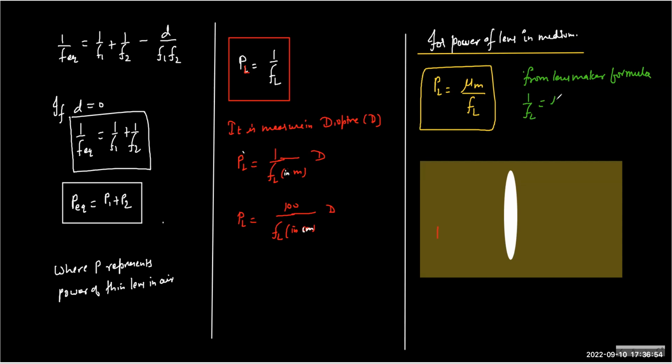Focal length of lens we write as mu m by mu L by mu medium minus 1 into 1 by R1. So P of lens we can attach mu medium upon FL, which will give you mu L minus mu medium 1 by R1 minus 1 by R2.